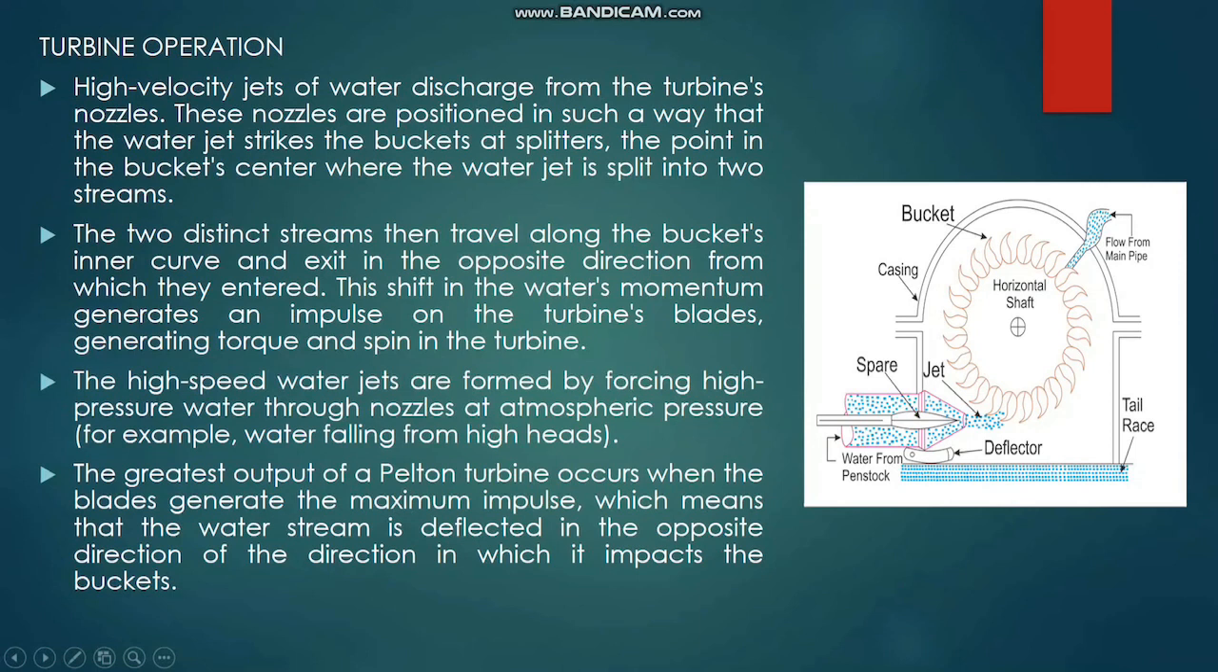The greatest output of a Pelton turbine occurs when the blade generates the maximum impulse, which means that the water stream is deflected in the opposite direction to the direction in which it impacts the bucket. Okay, that's all for my presentation part, which is a literature review, and I will pass the presentation to my friend.